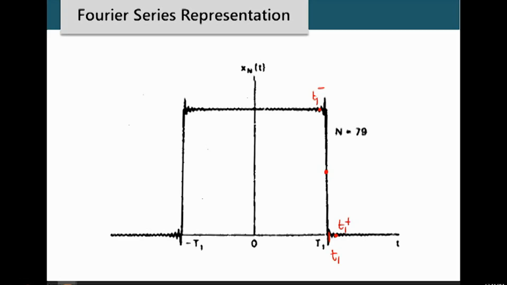In the limit, of course, we know that the energy of the approximation error vanishes and that the Fourier series representation of a discontinuous signal such as the square wave or a sawtooth wave actually converges because it follows Dirichlet's conditions.